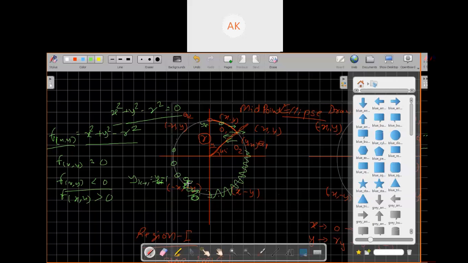Is it clear? When you are inside, you push your point outside. When you reach outside your circle, you push your point inside your circle. Ultimately you move around your circumference.